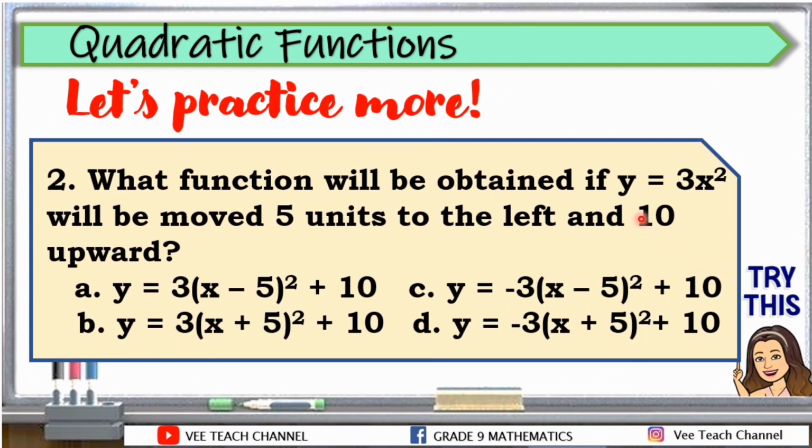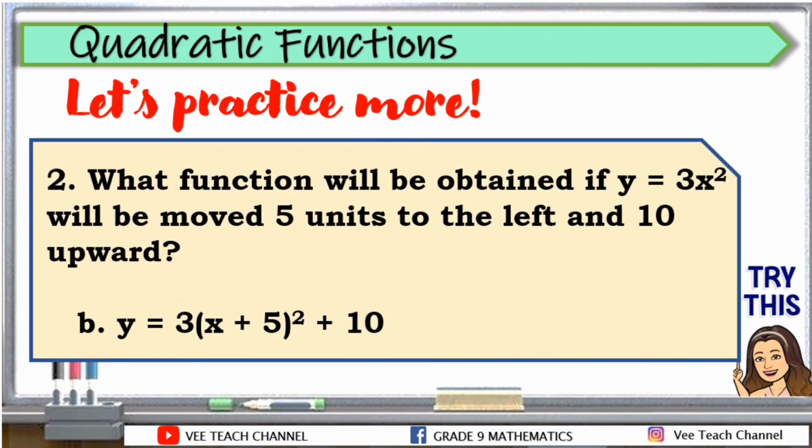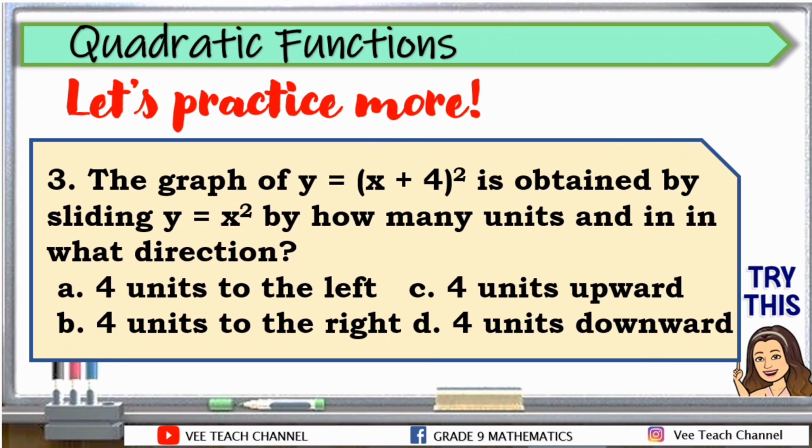How about number 2? What function will be obtained if y is equal to 3x squared will be moved 5 units to the left and 10 upward? Which among this is the correct answer? Ano sa palagay ninyo? Sabi, 5 units to the left and 10 upward. And the correct answer for this question is letter B. Y is equal to 3 times the quantity of x plus 5 squared plus 10. Diba? 5 units to the left. Kaya ibig sabihin pag left, negative 5. Then upward, positive.